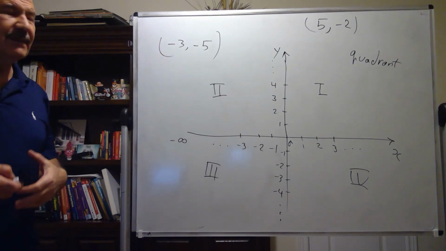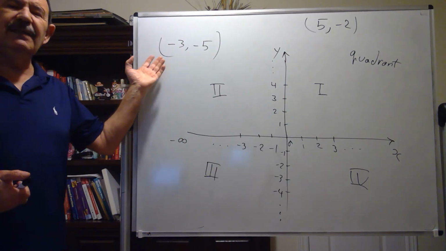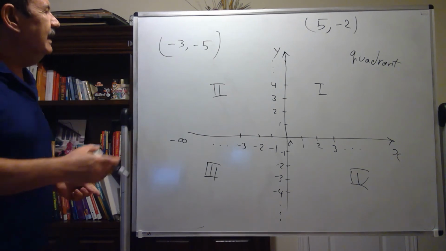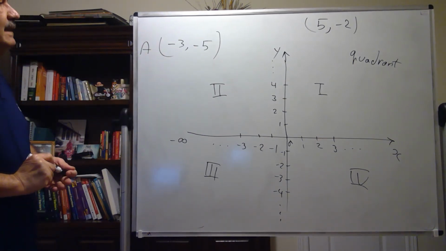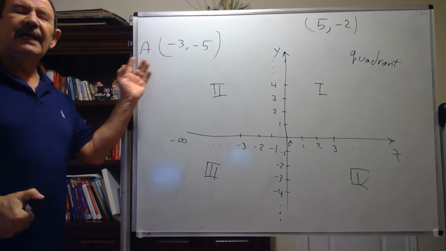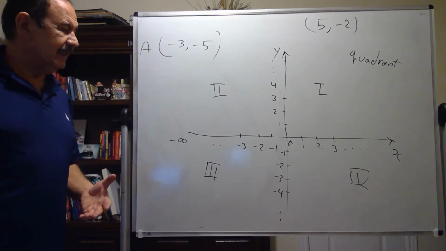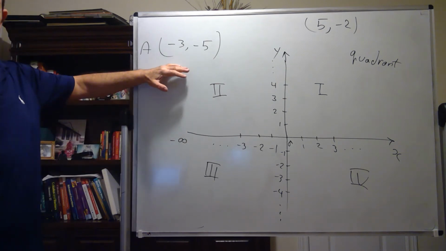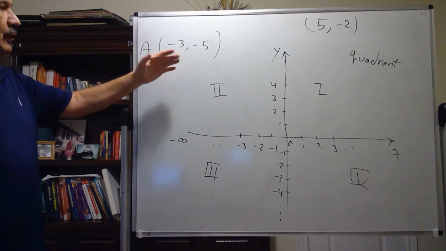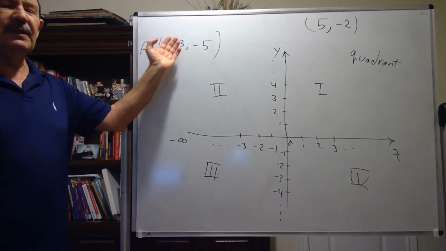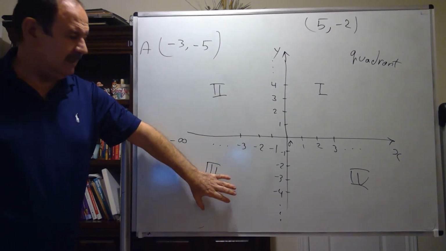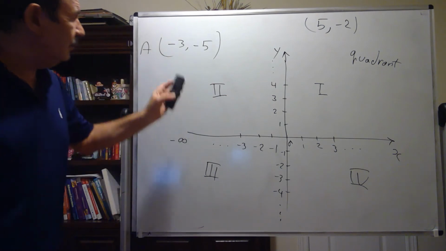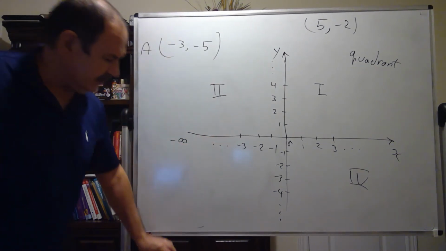I want to graph the point with the coordinate of -3 and -5. If I name this point, as an example, A with the coordinate of -3 and -5, how can I graph it? First of all, find the location of the point. Because both the x coordinate and y coordinate are negative, it should be in quadrant 3, in this quadrant.